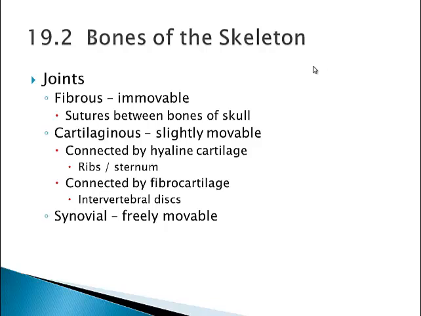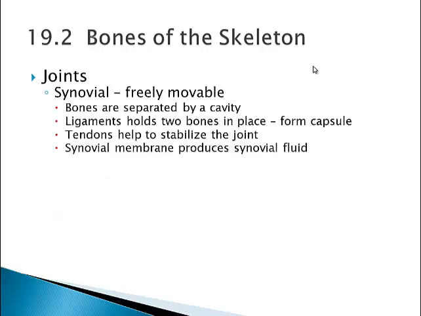Synovial joints are lined with synovial membrane, which produces synovial fluid to lubricate the joints. Major synovial joints are going to include the shoulder, elbow, hip, and knee. These bones are separated by a cavity, and the ligaments that hold the two bones in place are going to form a capsule. There are generally tendons to help stabilize that joint.